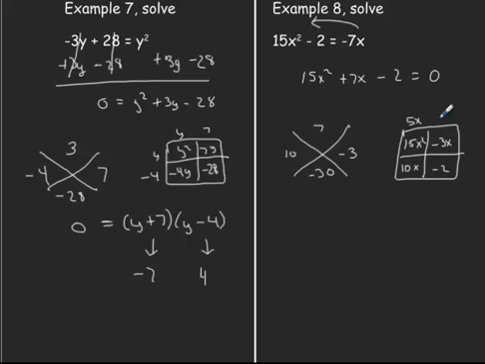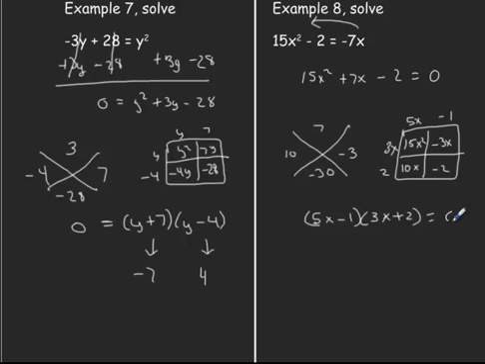5x, negative 1. Remember the negative part because it's negative on this edge. And here, let's see, 3x, and here a 2. So my factors are 5x minus 1 and 3x plus 2.